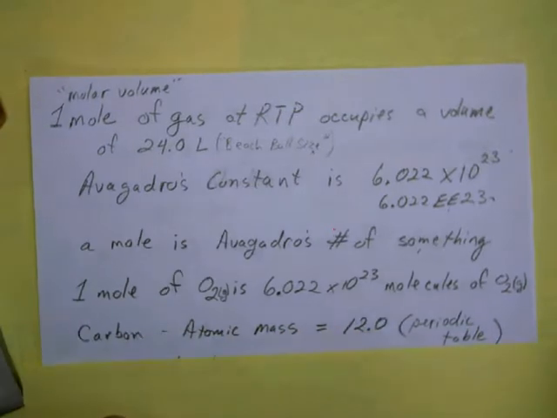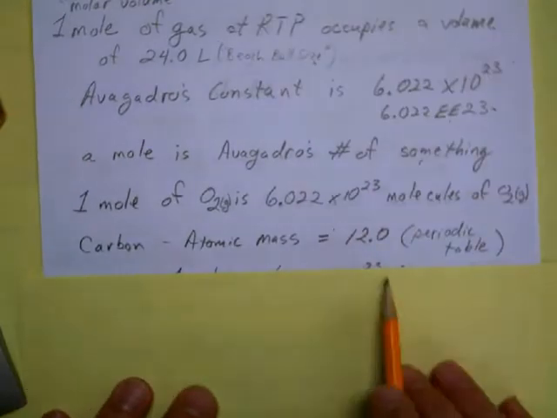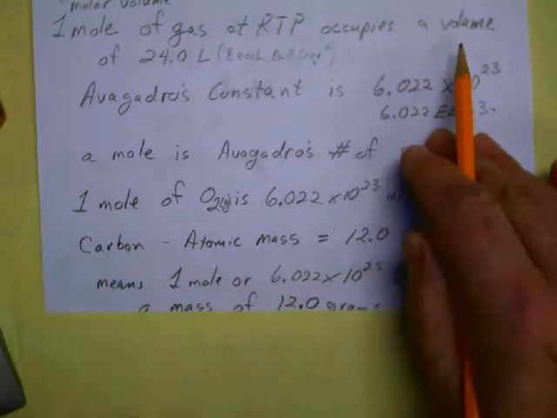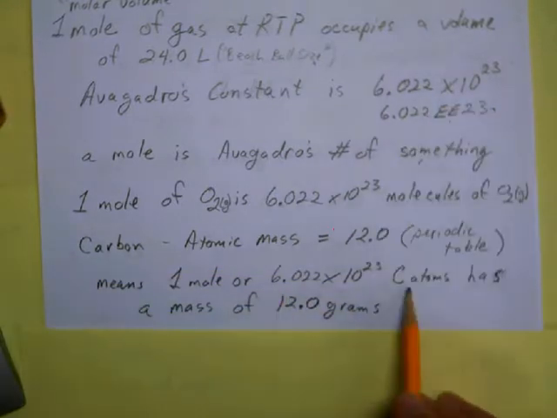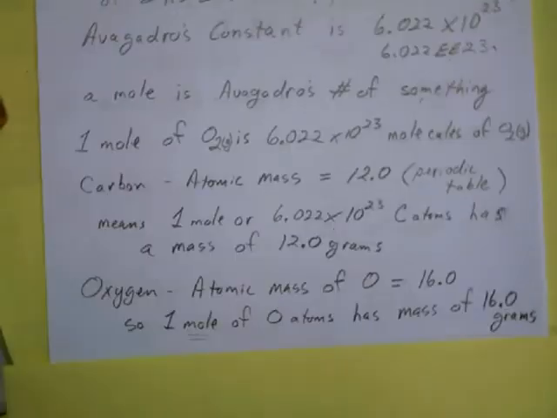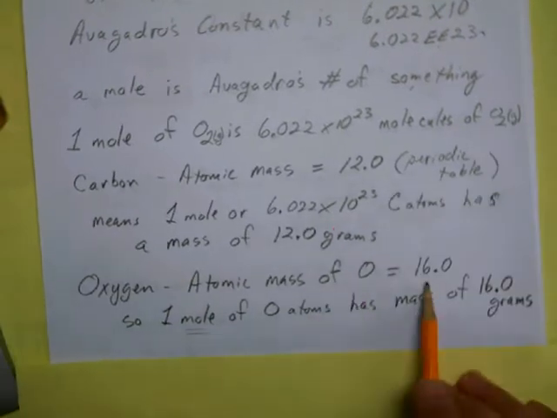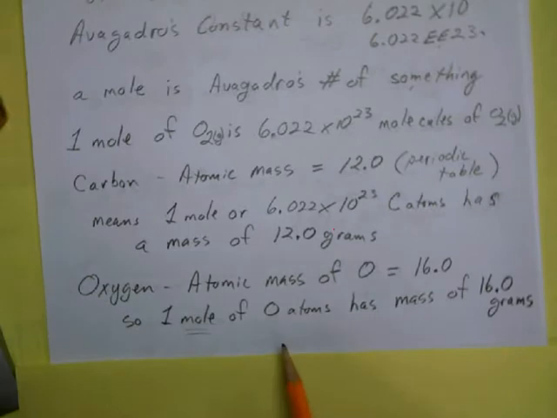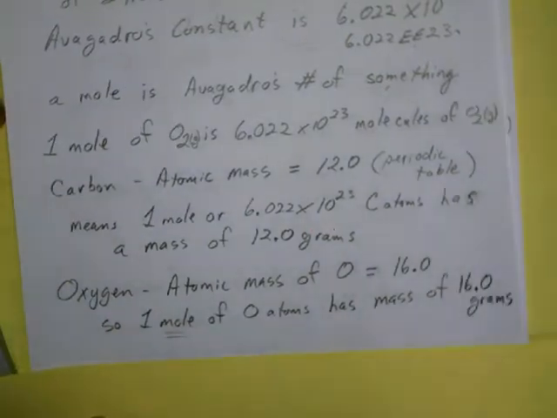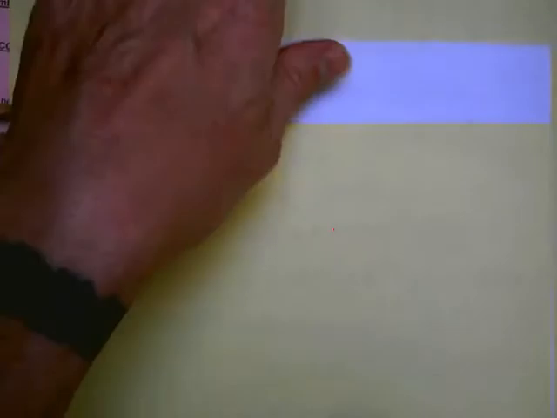Or if we look at carbon on the periodic table, it says it has an atomic mass of 12.0. That means 1 mole, or Avogadro's number of carbon atoms, has a mass of 12.0 grams. Or the same thing looking at oxygen from the periodic table, whose atomic mass is 16.0. So 1 mole of oxygen atoms has a mass of 16.0 grams. So a mole is simply Avogadro's number of something, usually of an atom or a molecule.